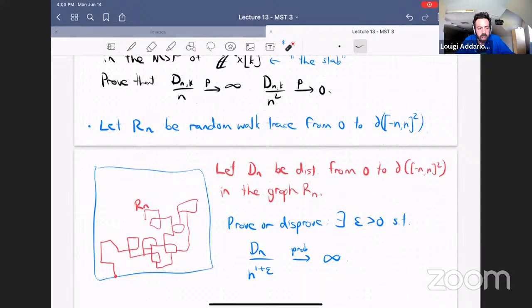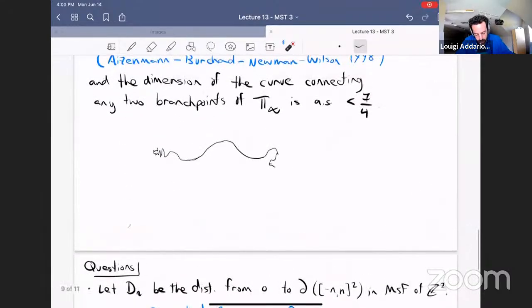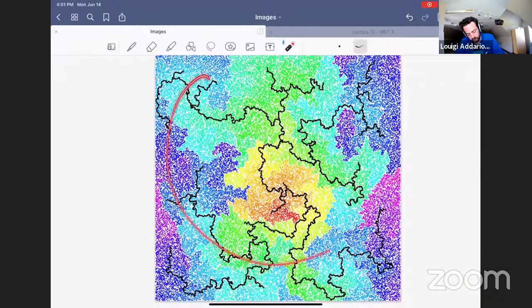There's another question in the chat. Is this conjectured to be some kind of branching SLE? No, I don't think it is. In fact, there's a conjecture in the paper by Garban, Pete, and Schramm about these scaling limit pictures, which is that the limit is not in fact a conformally invariant object.